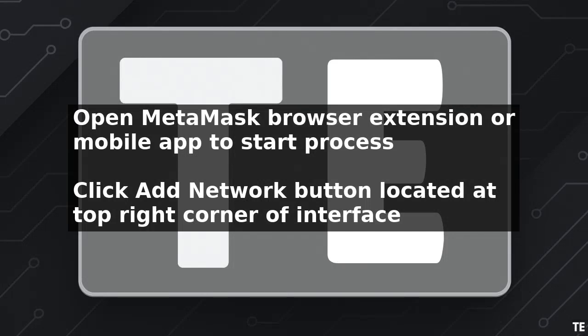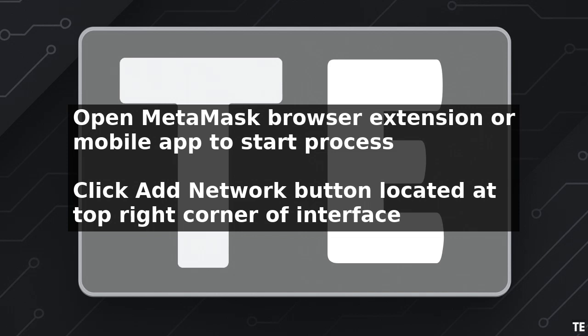To add Avalanche in MetaMask, start by opening the MetaMask browser extension or mobile app. Click on the Add Network button, which is usually located at the top right corner of the interface. A new window will pop up, allowing you to enter the network details manually.